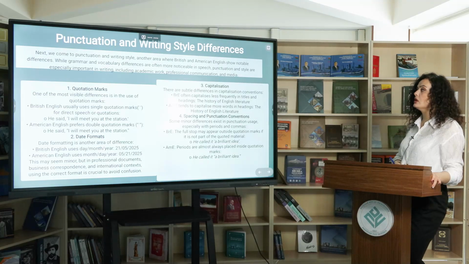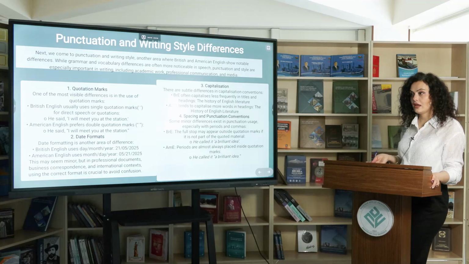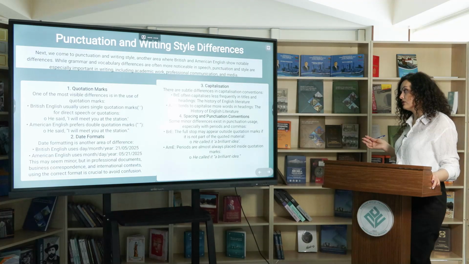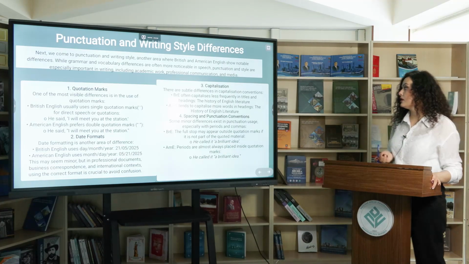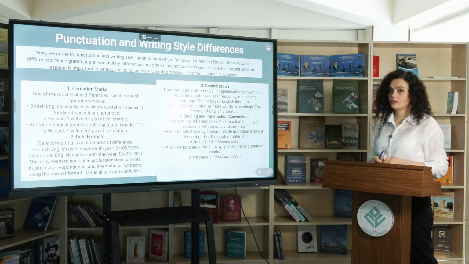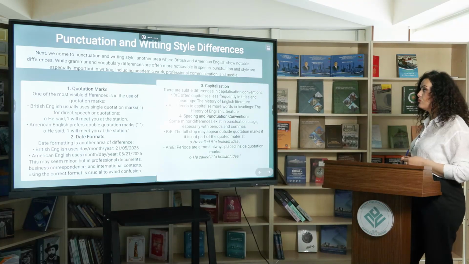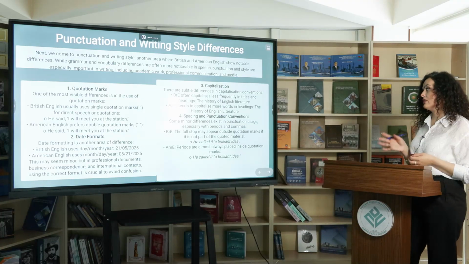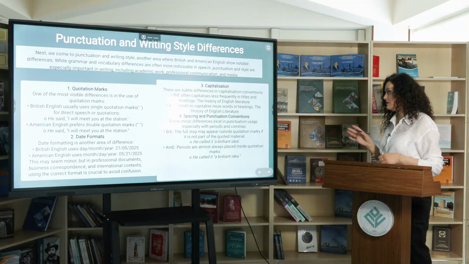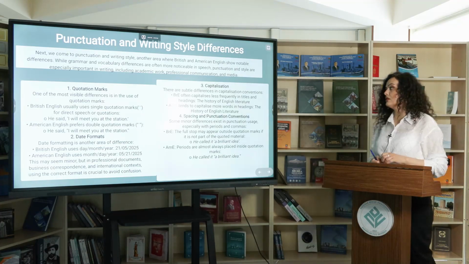And capitalization, there are subtle differences in capitalization conventions. British English often capitalizes less frequently in titles and headings. For example, The History of English literature, the word literature, the letter L is not capitalized. But American English tends to capitalize more words in headings. The History of English Literature, in this example, the word Literature, the letter L is capitalized.